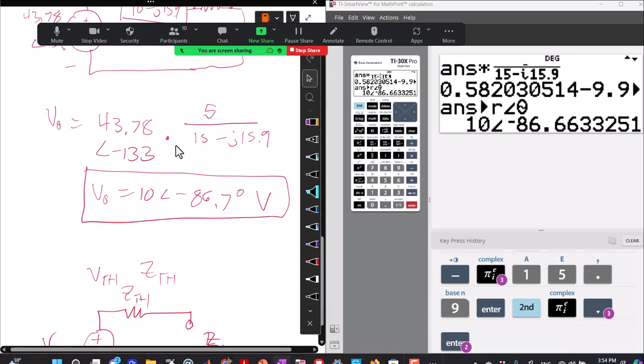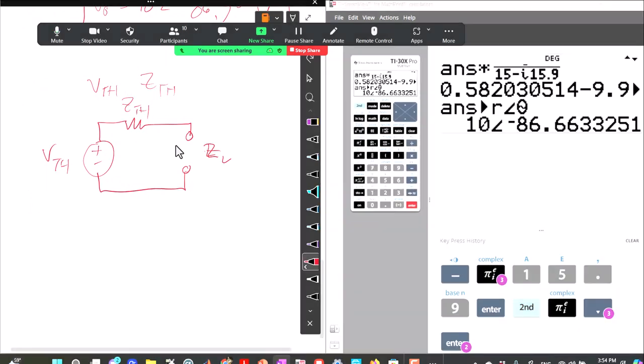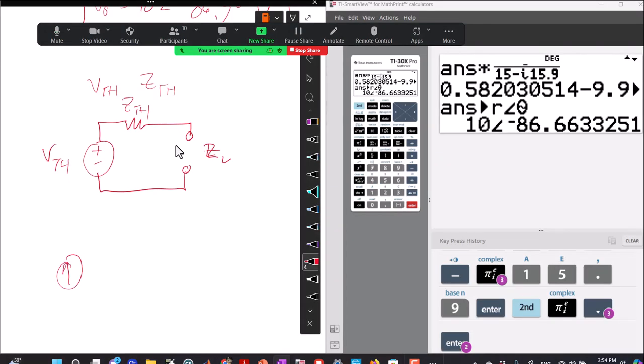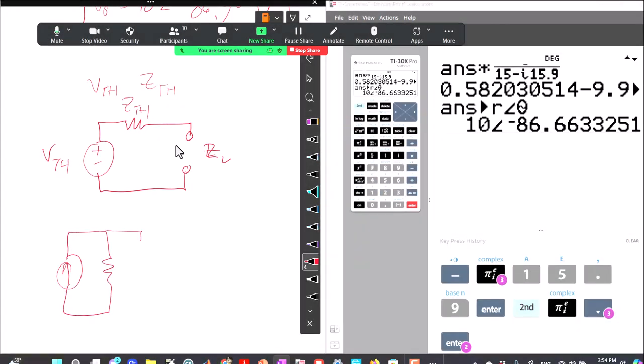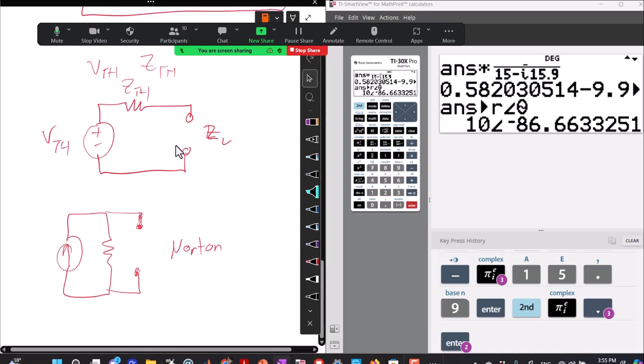Okay. And if it was Norton instead of Thevenin, you do the same thing, except you get a current source and a resistor in parallel, and your load resistor goes in parallel. So that would be if for some reason it said Norton. But if I recall correctly, Professor Rabelais is not one of the ones who really likes Norton instead of Thevenin.